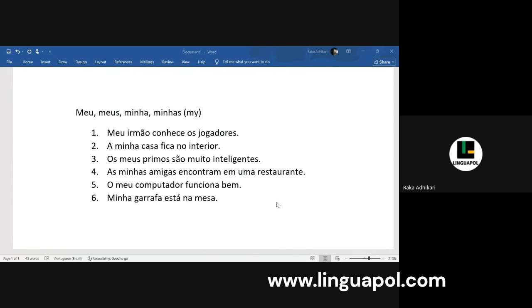Minha garrafa está na mesa. What does it mean? Garrafa means bottle. My bottle is on the table. So why are we using the feminine pronoun here? Because of the garrafa. And how do you decide that garrafa is feminine? Because of the last word A. Right. Last letter A. Let's move on.